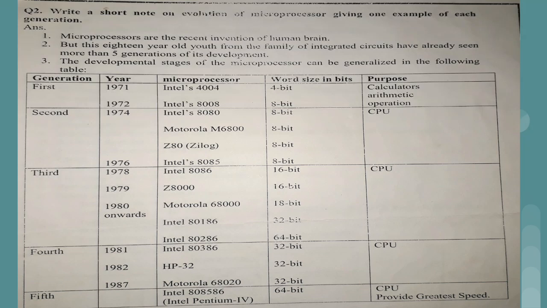Then in the second generation, the years are 1974 and 1976. In 1974, a total of 3 processors were designed: Intel's 8080, Motorola M6800, and then there is the Zilog company also, whose processor is Z80. All these processors are 8-bit only, and they act as a CPU, as we use the CPU today.